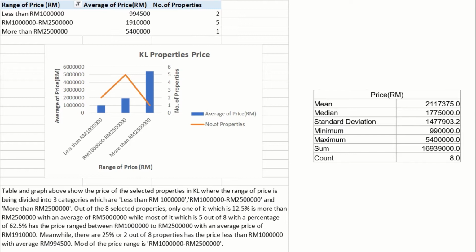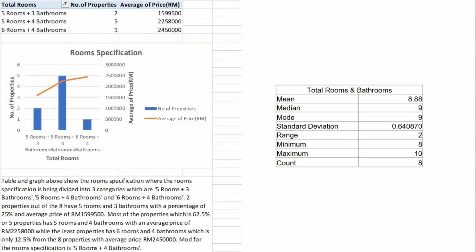with an average of 994,500 ringgit, and the mode of the price range is 1 million ringgit to 2,500,000 ringgit. Next, the table and graph show the room specification, where the room specification is divided into 3 categories, which are 5 rooms plus 3 bathrooms, 5 rooms plus 4 bathrooms, and 6 rooms plus 4 bathrooms.